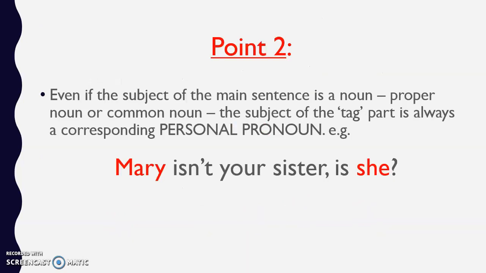Okay. The point number 2 has to do with the subject. It doesn't matter, guys, if you have a proper name in the subject. In question tags, we are not allowed to use proper names. We are going to use only personal pronouns. So, for example, if in the main statement you have Mary, in the question tag, you need to look for the personal pronoun that corresponds to Mary. In this case, your personal pronoun is going to be she. So you have Mary isn't your sister, is she? Okay, remember that in the question tag, I am not going to use a proper name. I am going to use a personal pronoun.